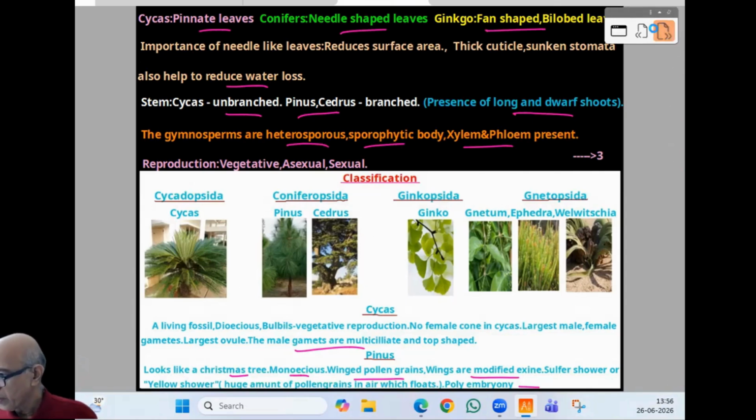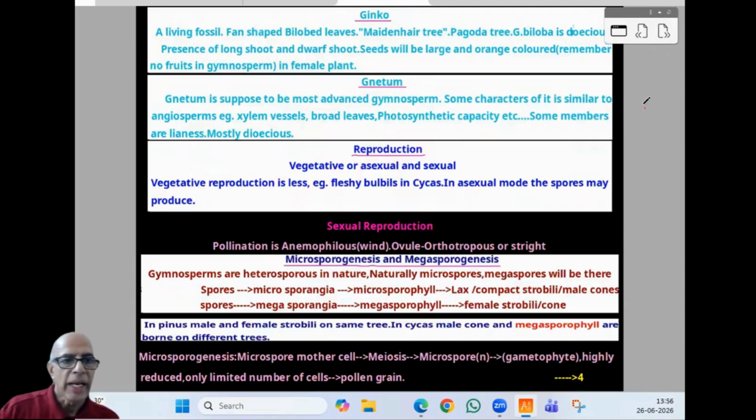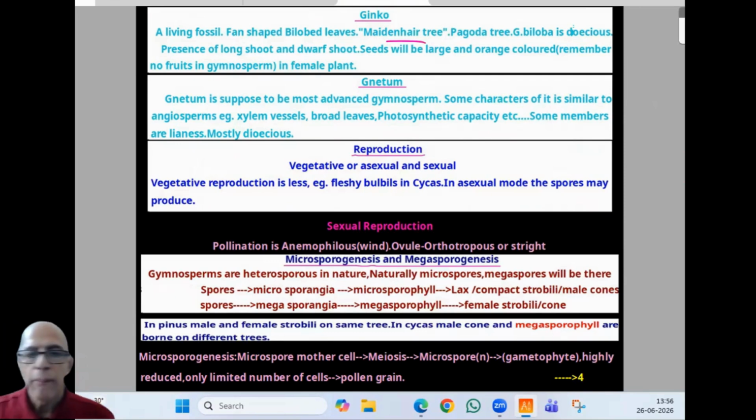Ginkgo. When we come to ginkgo, again another living fossil, with fan-shaped bilobed leaves, often called maidenhair tree or pagoda tree. Ginkgo biloba is dioecious. Presence of long shoot and dwarf shoot. Seeds will be large and orange colored. Seeds only, no fruit. It is a gymnosperm. Then a female plant we can find.